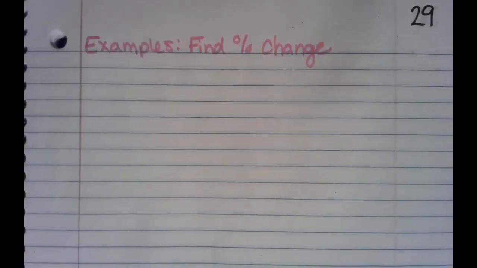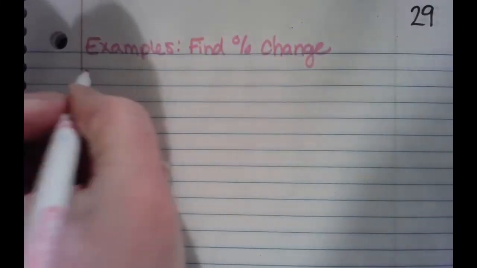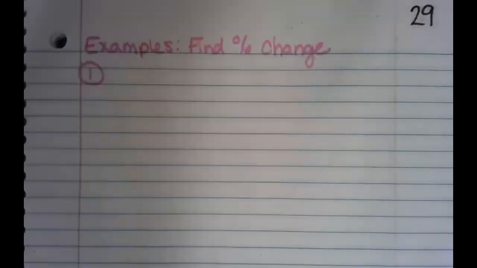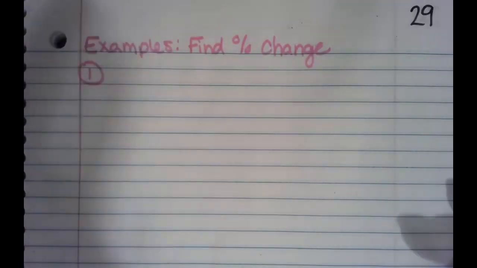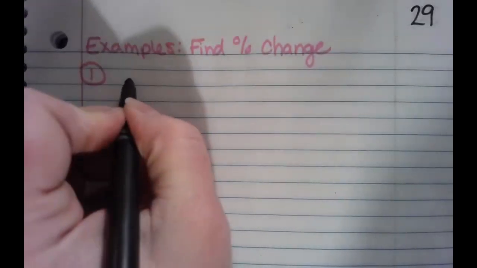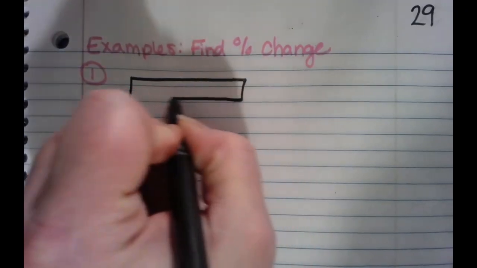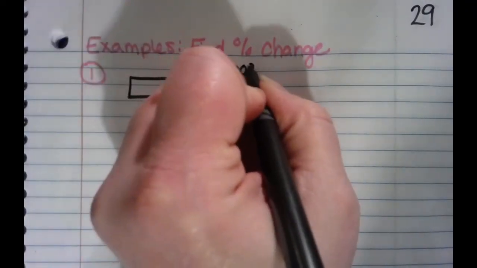Now we're going to find the percent change. So in this case, the last ones we were given what the percent change was, and we either had new or old. Now we're just going to have two. We have the new and the old, but we don't know how much it changed. So again, we're just going to draw our tape diagram.